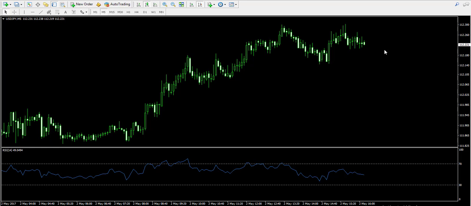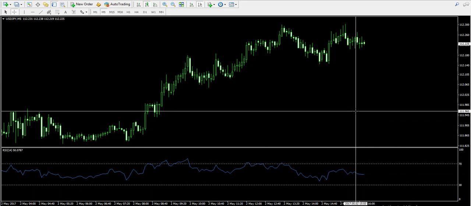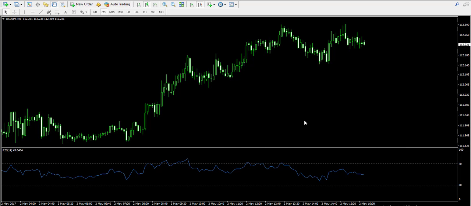So currently I'm looking at the 5-minute chart of the American dollar Japanese yen forex pair. As you see, at the bottom of the chart, I have attached an indicator that is well known to most of the traders. This is the RSI indicator, which is an abbreviation that comes from Relative Strength Index. So just a few words about the Relative Strength Index first.